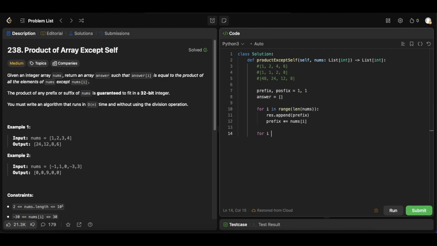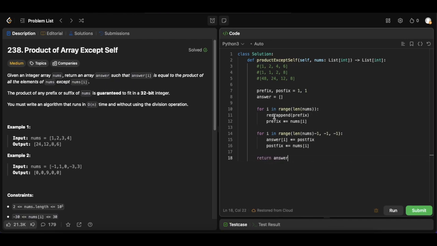Now we want to multiply the postfixes. And this time we're going to iterate from the end to the beginning of the array. During each iteration, what we want to do is update our answer array by multiplying by the new postfix. And then we want to update this postfix by multiplying by the current number. And at the end, after both of these iterations, we can return this answer array.